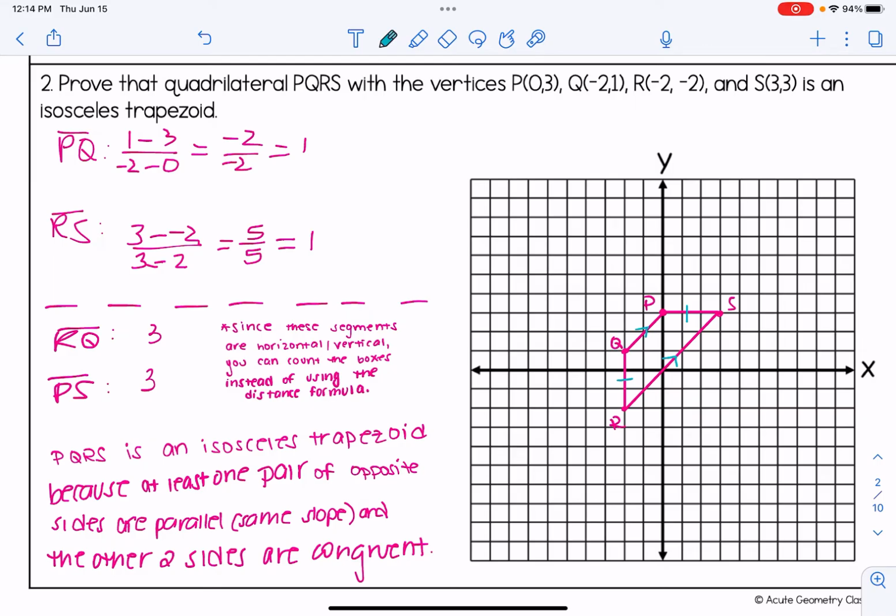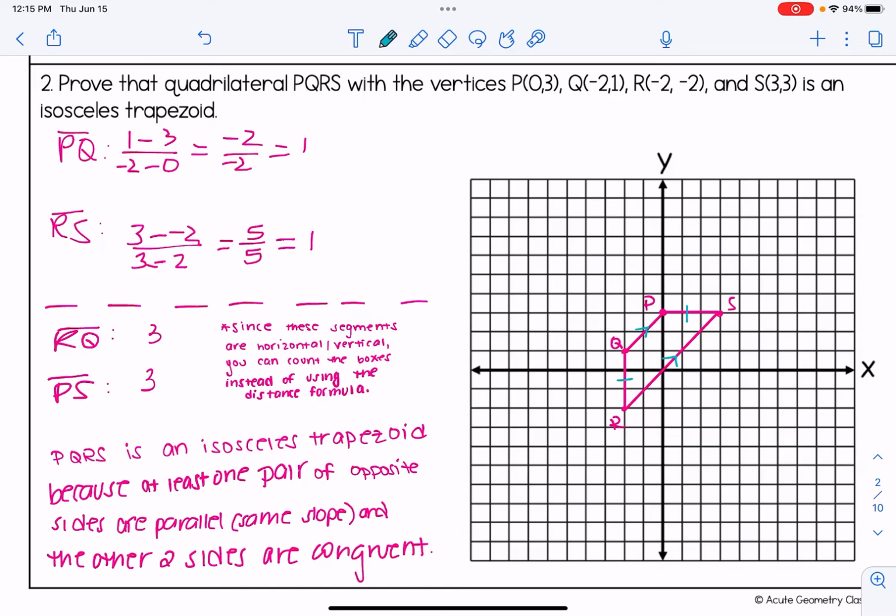One thing to note on these problems is that they are not questions. It is not saying, is it an isosceles trapezoid? So it's just stating the fact that it is. We just have to prove it mathematically. So your numbers should work out. Your graph should work out. This should appear to be an isosceles trapezoid when you plot the points and connect them.